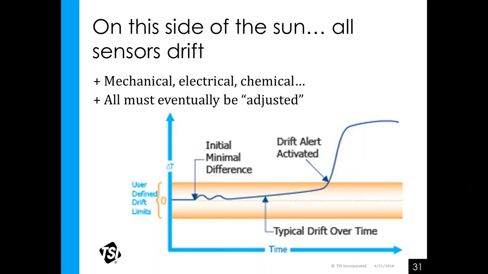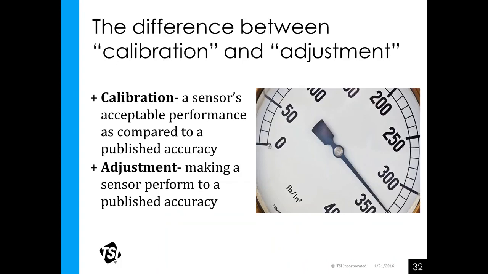It's really important to understand the difference between calibration and adjustment. And I'm just as guilty as everyone else. I use the term calibration quite interchangeably now, and I shouldn't. I really should know better. Calibration is a sensor's acceptable performance as compared to a published accuracy. That's it, pure and simple. Adjustment is making a sensor perform to a published accuracy.